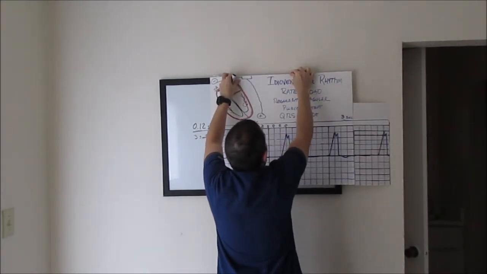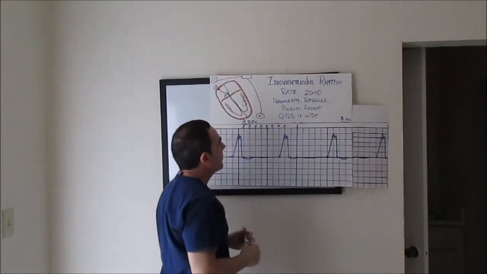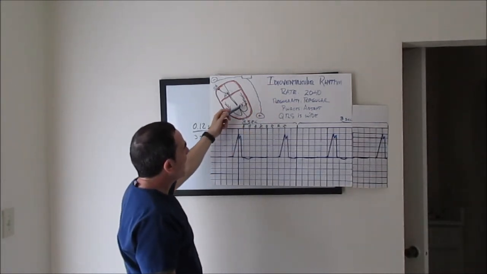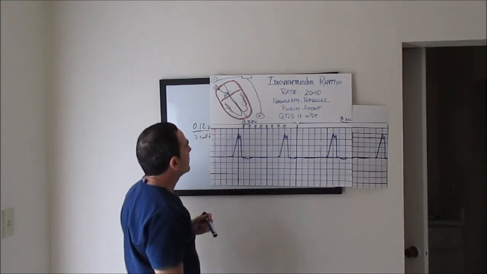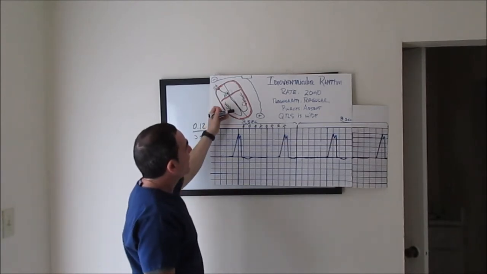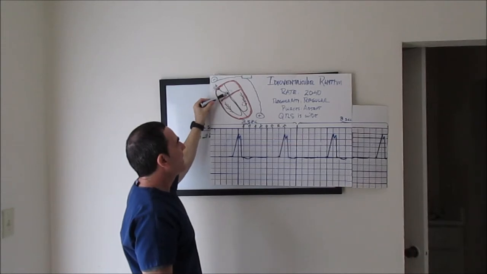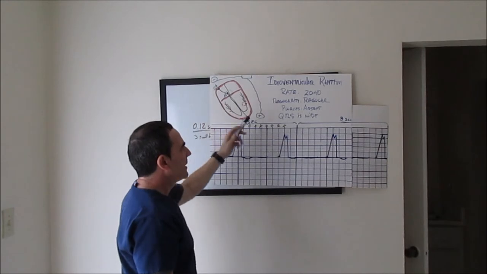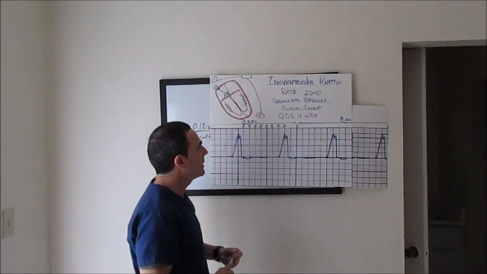The other one is ventricular rhythm. Ventricular rhythm is when the impulse starts in the ventricles, in the walls of the ventricles. And in this case, the rate is slower than the AV node, and slower than the SA node, of course. It's between 20 and 40. This is the rhythm in this case.